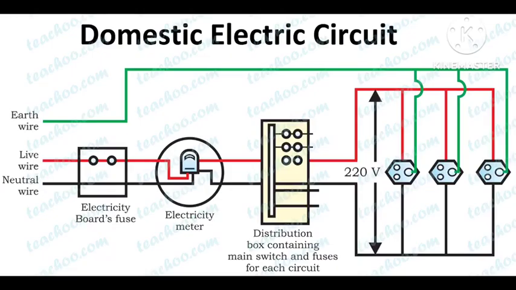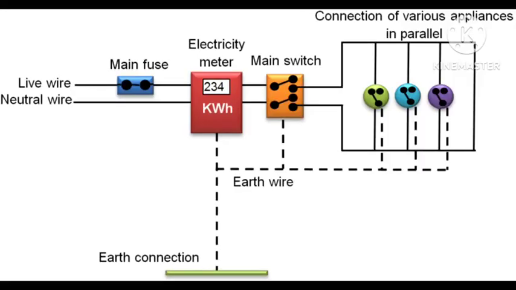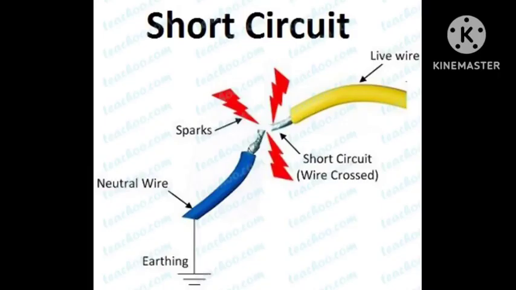In such a situation, the current in the circuit abruptly increases. This is called short circuiting. Overloading can also occur due to an accidental hike in the supply voltage. Sometimes overloading is caused by connecting too many appliances to a single socket.